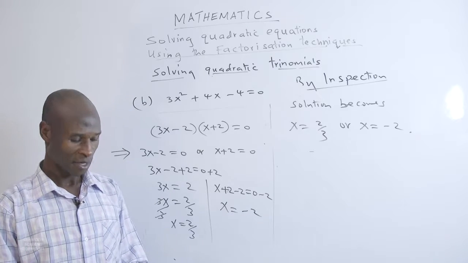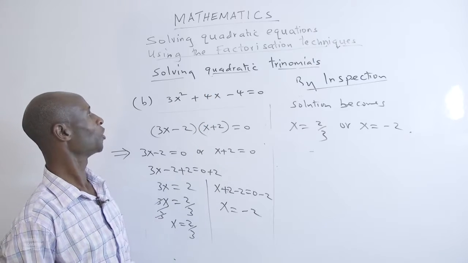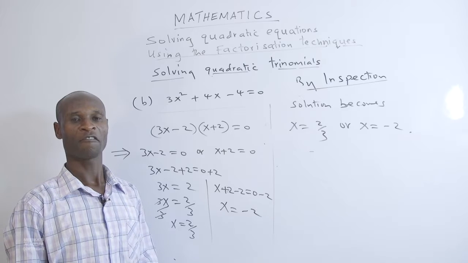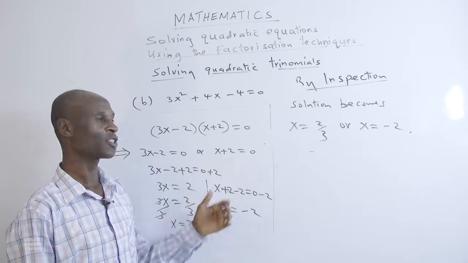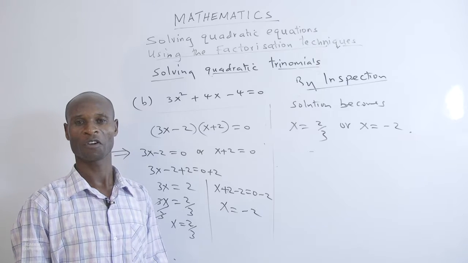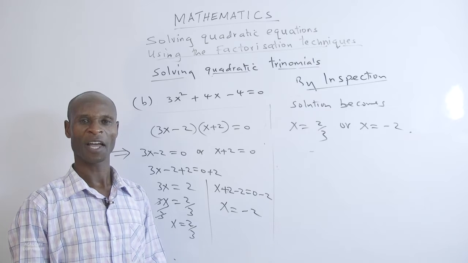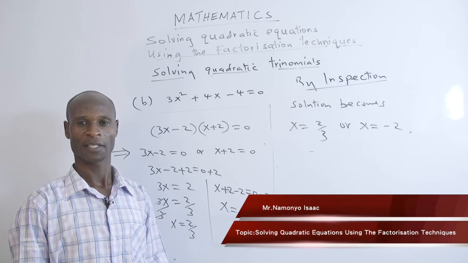So in summary, we have learned how to solve quadratic equations using the factorization technique where you have the coefficient of x squared as 1, and in the last case we have looked at a situation where the coefficient of x squared is a number which is greater than 1. We stop at that point until we meet next time.